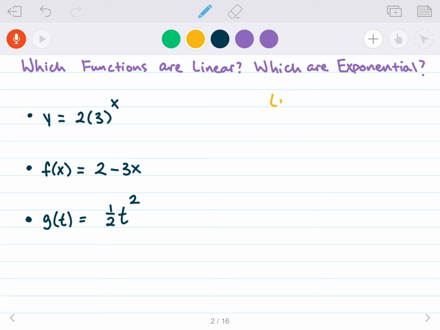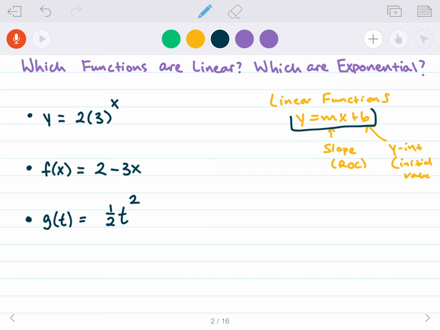So linear functions have the form y equals mx plus b, where m is the slope or the rate of change, and b is our y-intercept, or the initial value. You can think of it like that as well. So if a function has this form, when you simplify as much as you can, it's linear.